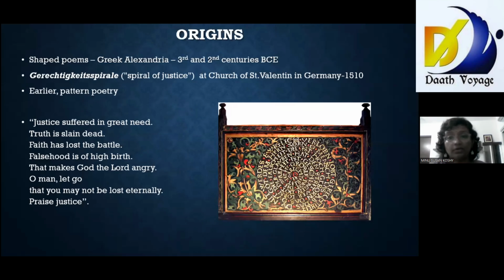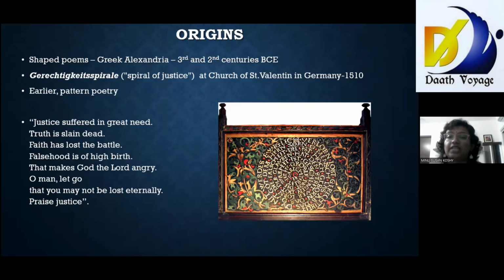Now, how did it originate? How did it come into being? There were shaped poems in the 3rd and 2nd centuries BC in Greek Alexandria. There were poems written in specific shapes. So concrete poetry emerged in Greek Alexandria through these shaped poems.